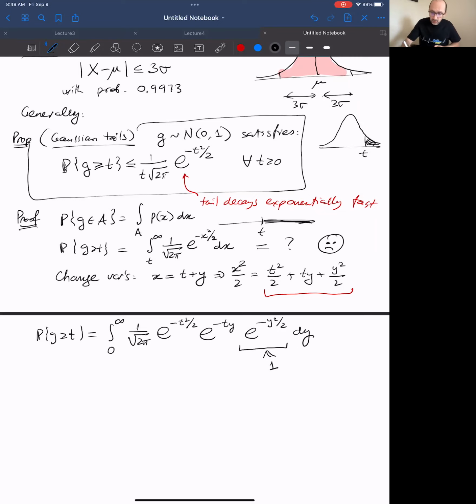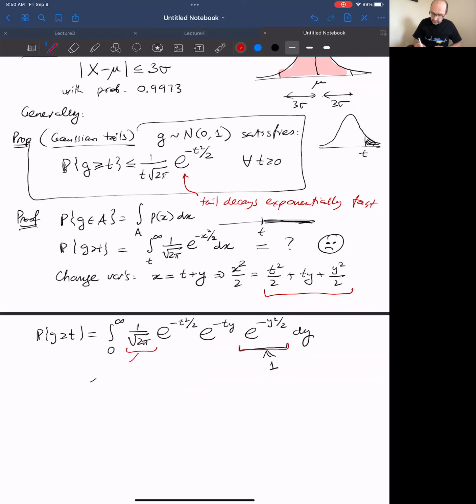Why do we want to do this? Because this is the most difficult term. It is e to the minus y squared over 2. That's what's killing us. That's what makes the integral non-integrable. The others are okay. E to the minus ty, you can integrate. It's exponential. You can integrate exponential. So that is less than 1, perfect.